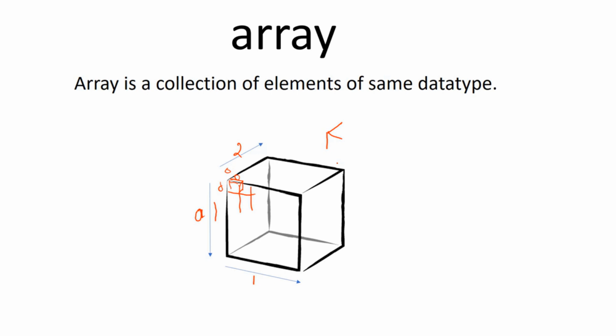So don't make it any harder than it is. Anytime you get a question, what is an array? It's a collection of elements of the same data type. That's it. Doesn't matter what kind of array it is. Doesn't matter what dimension it is. That's the definition of an array, and it's fundamental to everything we're going to do going forward.